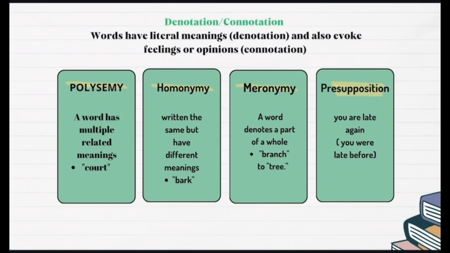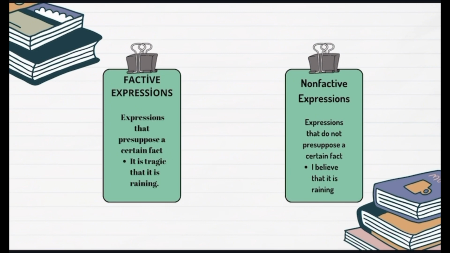Presupposition: what is assumed beforehand by an utterance, such as the existence of the thing or person being talked about. For example, you are late again; you were late before. Factive expressions are expressions that presuppose a certain fact, such as it's tragic that it's raining. Non-factive expressions do not presuppose a certain fact, such as I believe that it's raining.